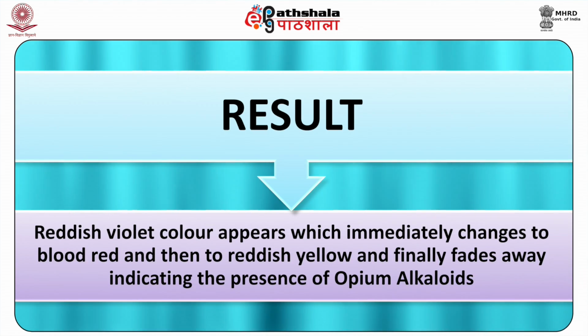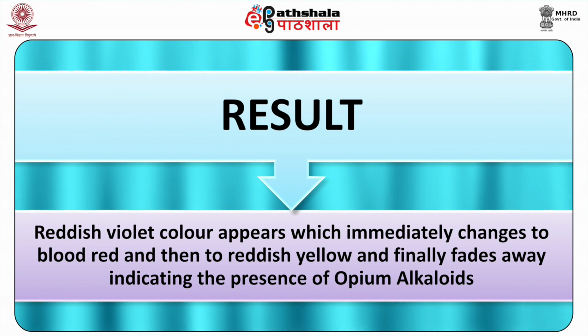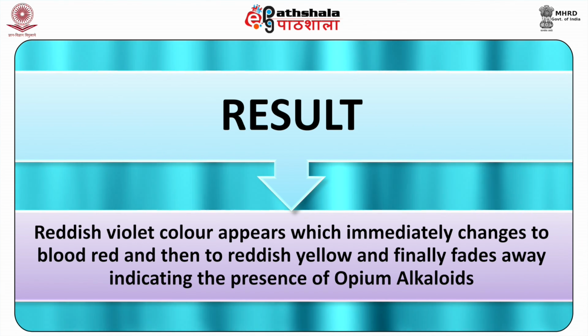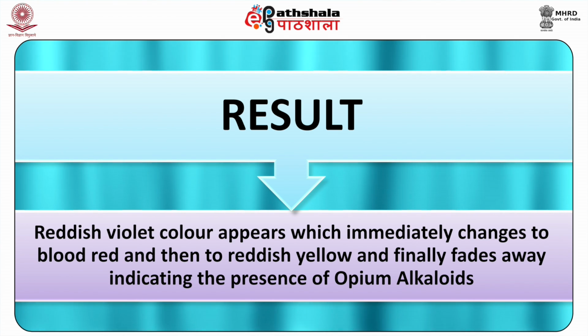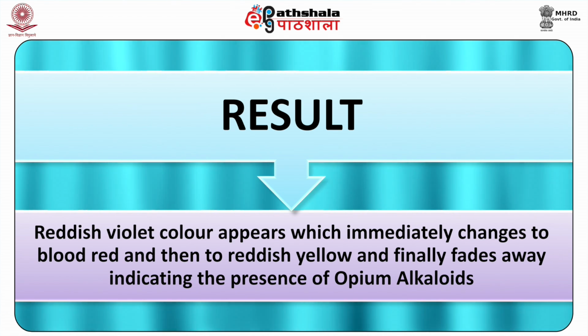A reddish or reddish brown or black color appears. It is cooled. 1 drop of concentrated nitric acid and a crystal of potassium nitrate are added. A reddish violet color appears, which immediately changes to blood red and then to reddish yellow and finally fades away, indicating the presence of opium alkaloids.